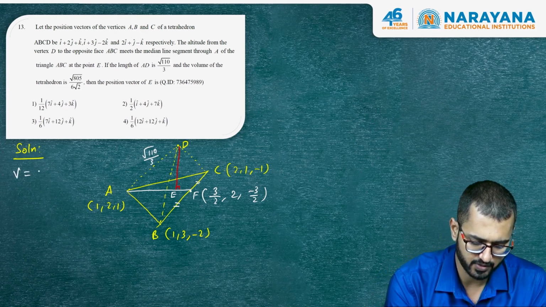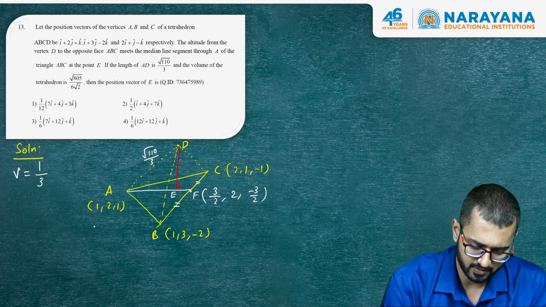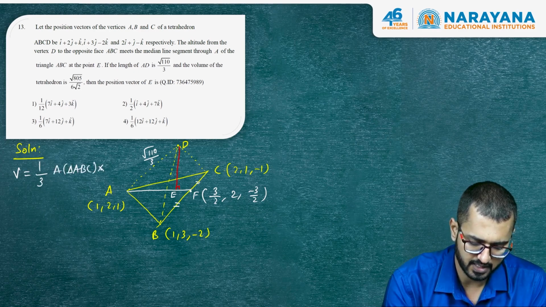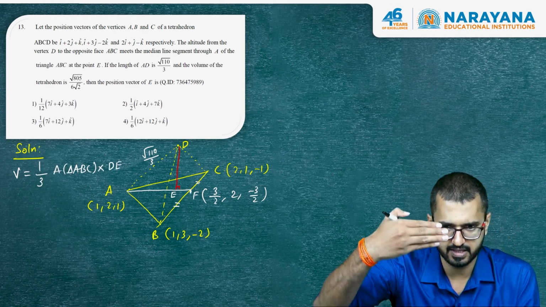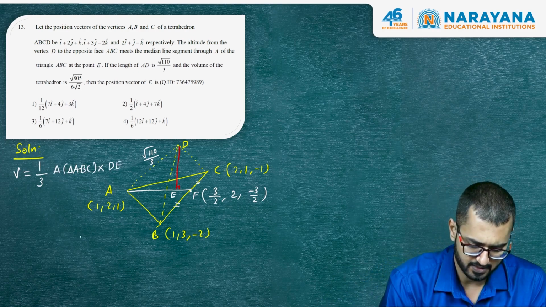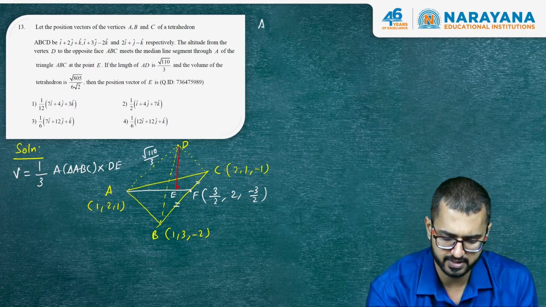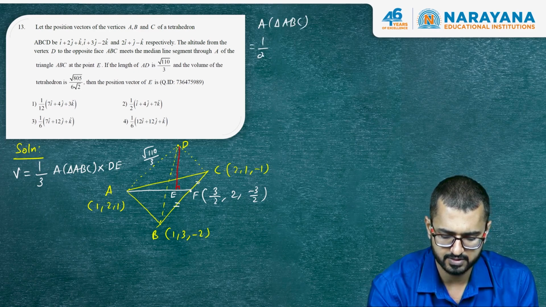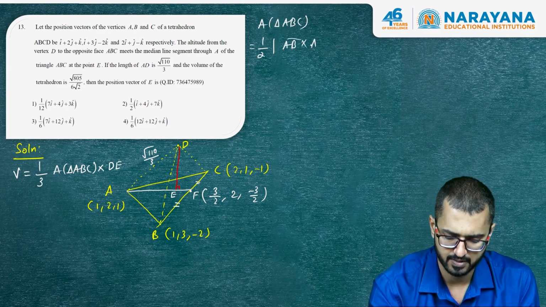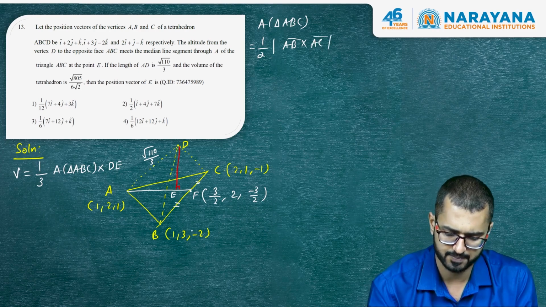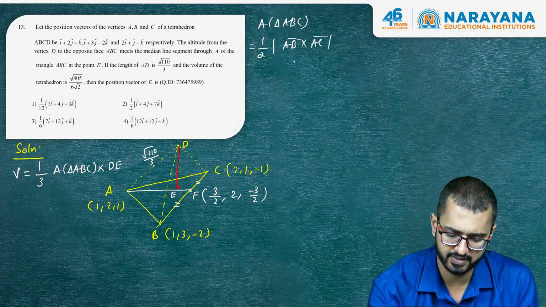So the volume of a tetrahedron is going to be one third of the base area, so the area of triangle ABC, times the height. So the height is my DE, right? That's the altitude. Now the base area we have to find out. So the area of triangle ABC will be simply half of AB cross AC. You can take any two, no problem. So AB cross AC we have got.